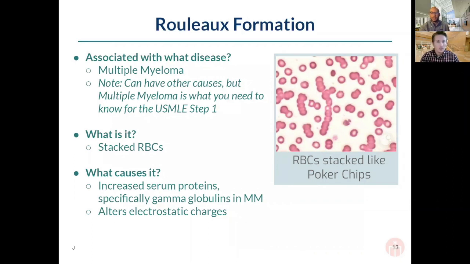But any other condition that has lots and lots of protein in the blood, or in particular, lots of immunoglobulins in the blood, like somebody who's got Waldenstrom's macroglobulinemia or some other disorder along those lines, will also demonstrate this poker chip stacking of the red blood cells that we see in the middle image here. Granted, it could be other causes of hyperproteinemia that cause this, but for all intents and purposes, on step one most likely we're going to give multiple myeloma as our diagnosis here.